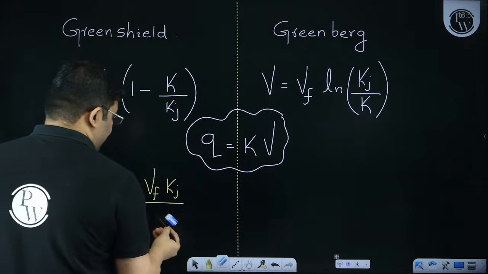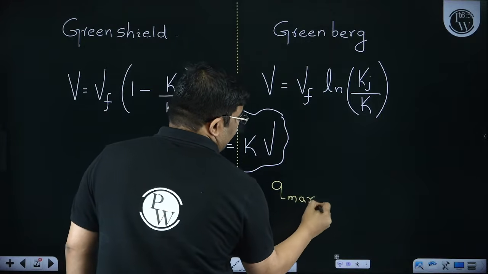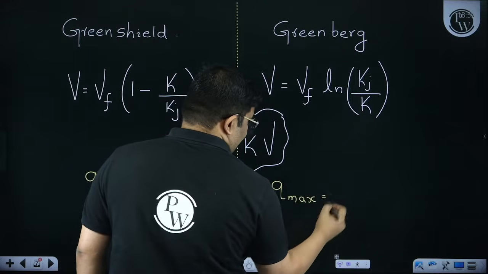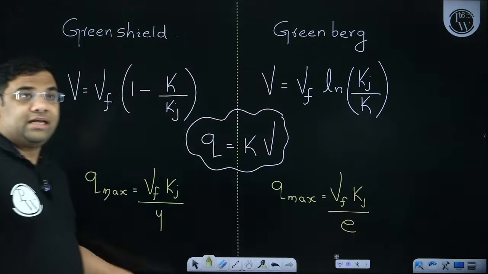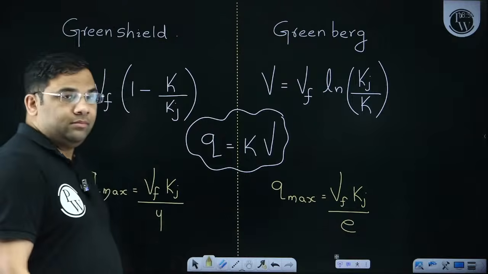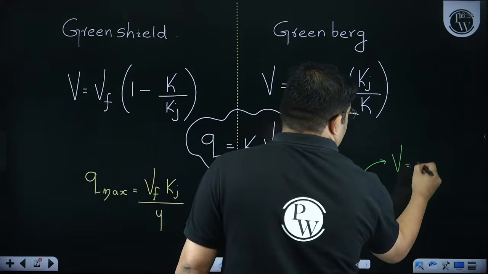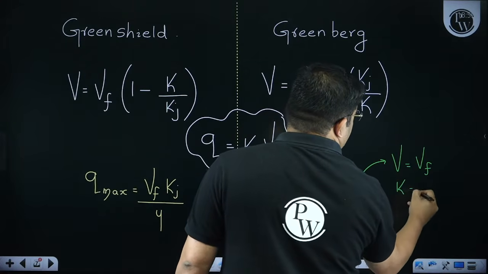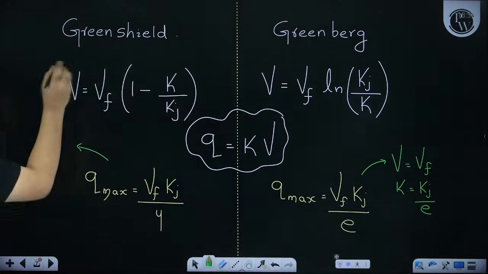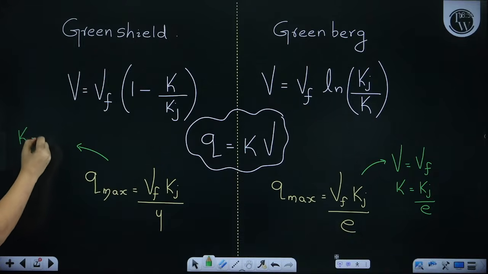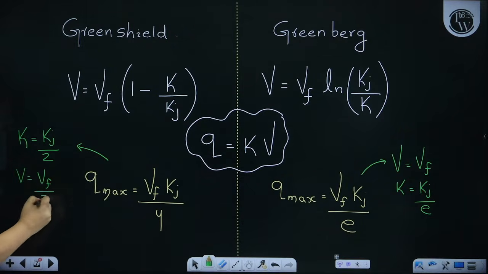Sorry, Kj by 4, right? And here the maximum flow becomes Vf into Kj by e. So it is divided by 4 there, and here it is divided by e. For this maximum flow condition, what is V? V is equal to Vf and K is equal to Kj by e. And for the maximum flow condition in the linear Greenshields model, K is equal to Kj by 2 and V is equal to Vf by 2.